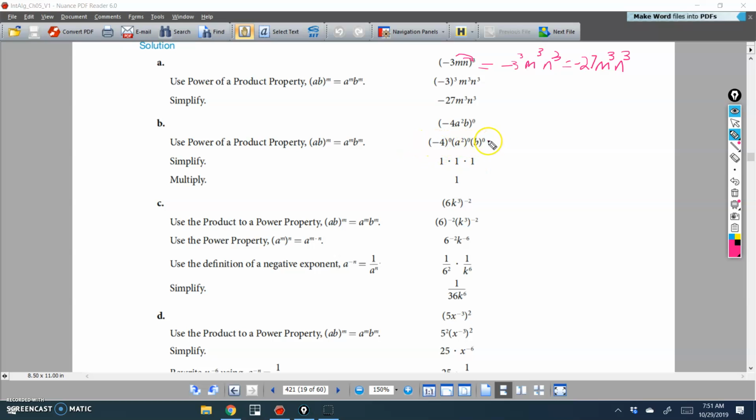Alright, what about for b? Negative 4 to the 0, oh great, anything to the 0 is 1. A squared to the 0, oh great, anything to the 0 is 1. B to the 0, oh great, anything to the 0 is 1. Hey, this whole thing is equal to 1, great.